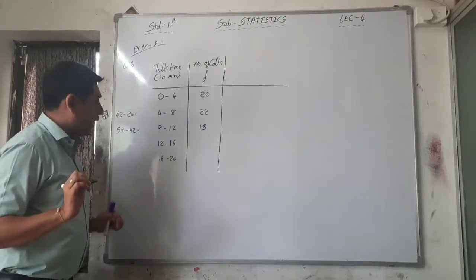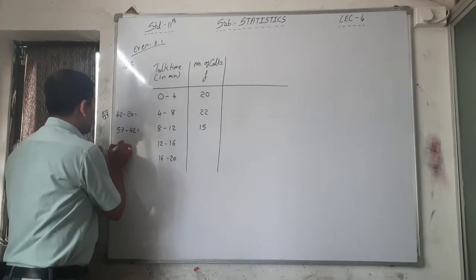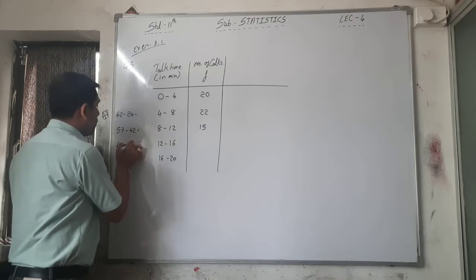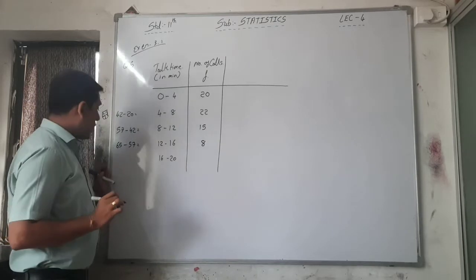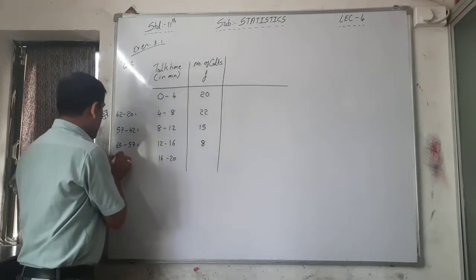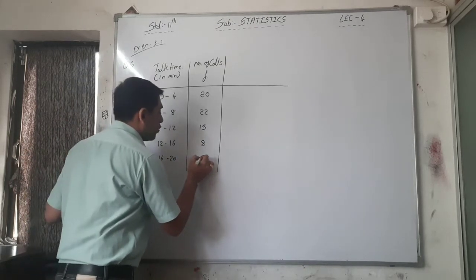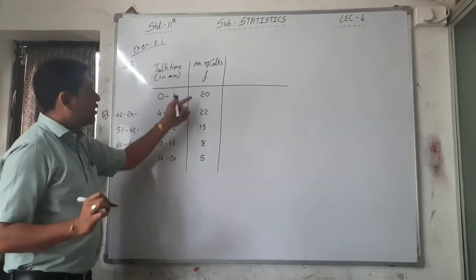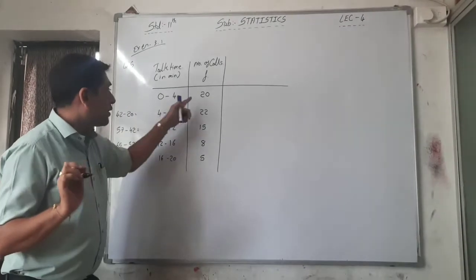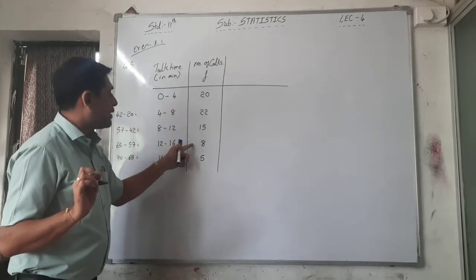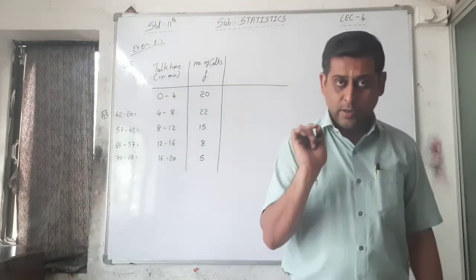Okay, now again the next one is 65. So here 65 minus the previous one, that is 57. So the frequency is 8. And in the last, 70 minus 65, the last frequency is 5. See, this is our regular frequency. If you write 20, 42, 57, 65 and 70 as your frequency, then your answer will be wrong.